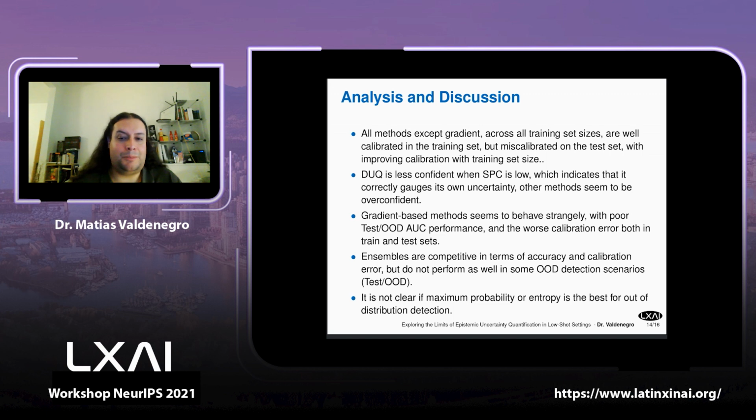Also, ensembles are very competitive in terms of accuracy and calibration error, but they also don't perform as well in some out-of-distribution detection scenarios. And finally, it is not clear if we should use the maximum probability or the entropy for out-of-distribution detection. There are publications that say that we should use maximum probability, others say entropy, and I think maybe it depends on the task and the size of the training set.